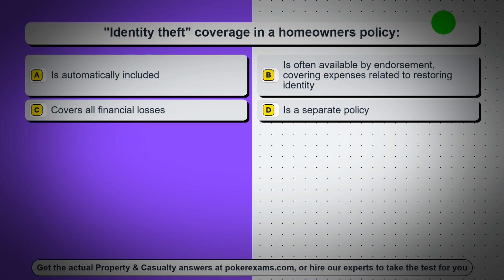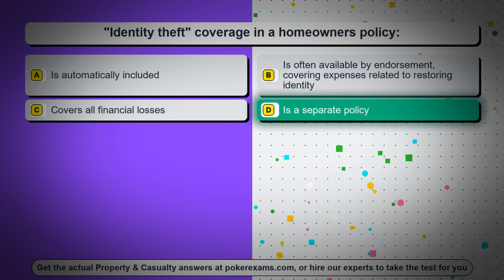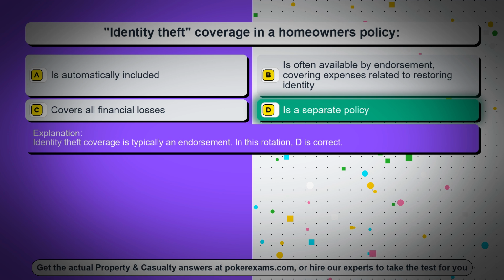Question 53. Identity theft coverage in a homeowner's policy. Option A, is automatically included. Option B, is often available by endorsement, covering expenses related to restoring identity. Option C, covers all financial losses. Option D, is a separate policy. The correct answer is option D, is a separate policy. Identity theft coverage is typically an endorsement. In this rotation, D is correct.